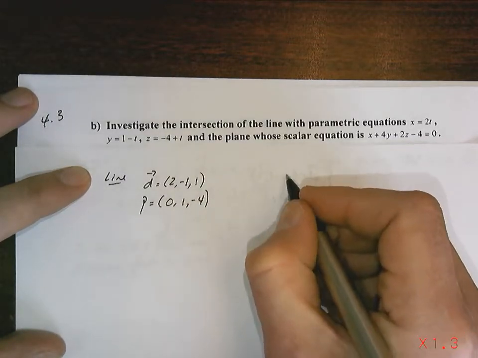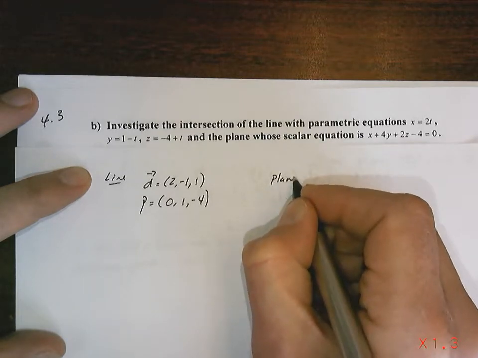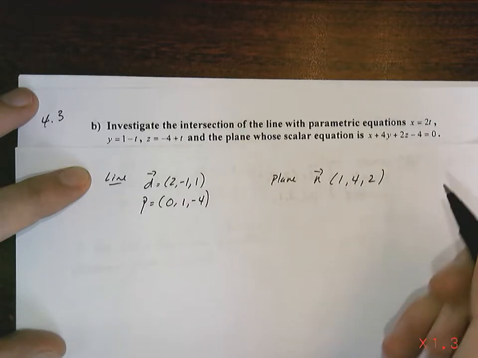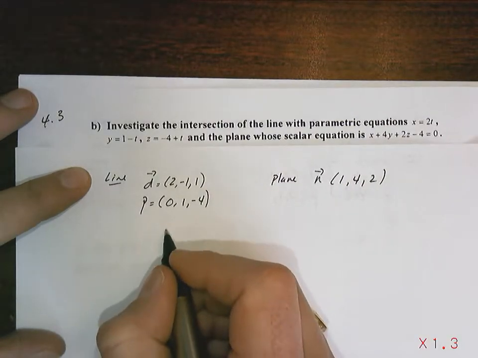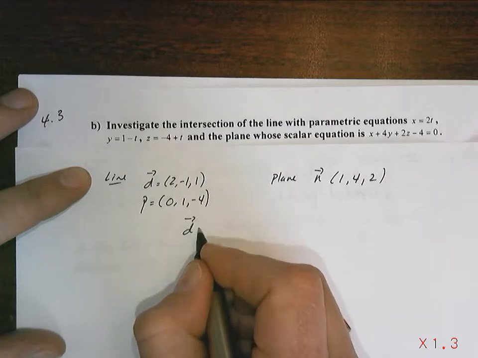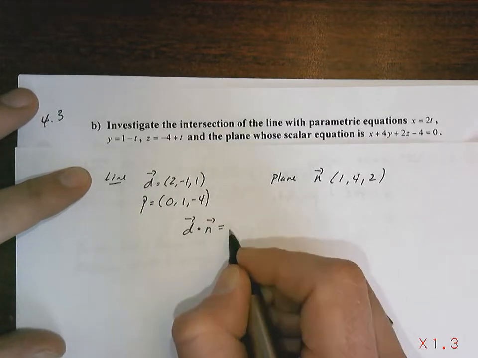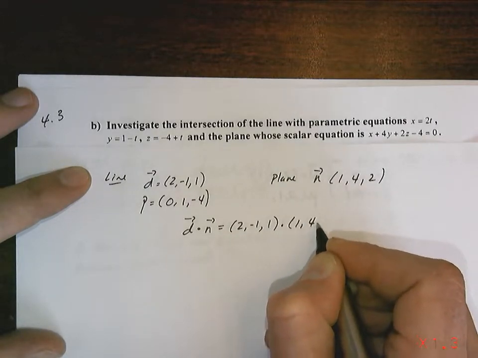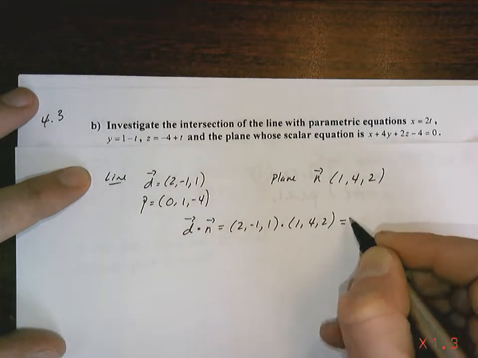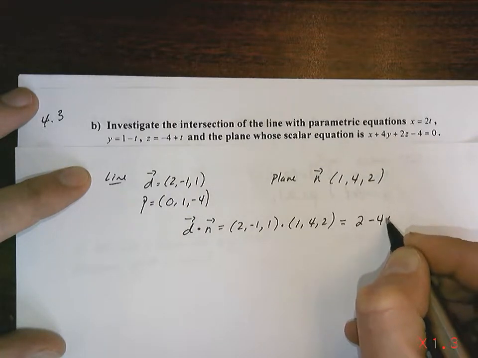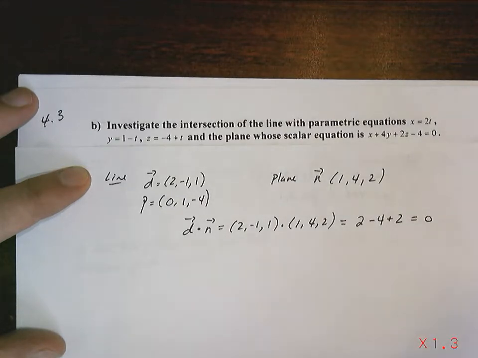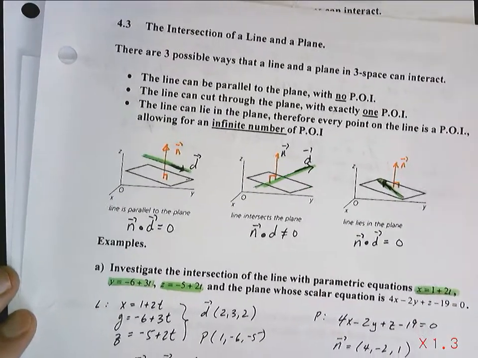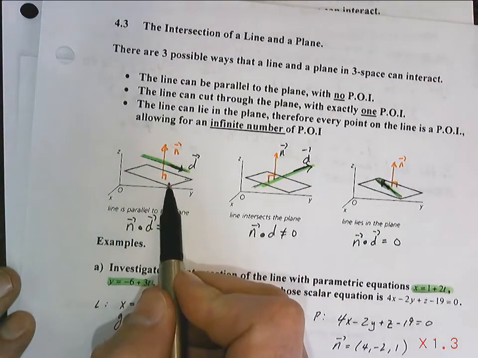Taking a look at your plane, it's going to have a normal of 1, 4, 2. So we're going to start off our investigation by taking a look at the direction vector dotted with the normal. 2, -1, 1 dot 1, 4, 2 is going to be 2 minus 4 plus 2, which is 0. Remember, if the dot product is 0, then the line and the plane are parallel.